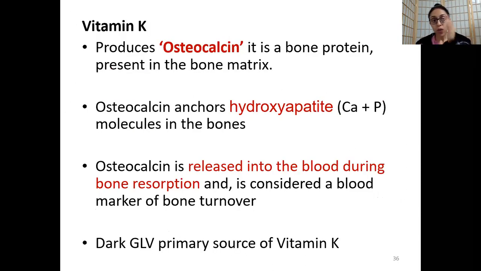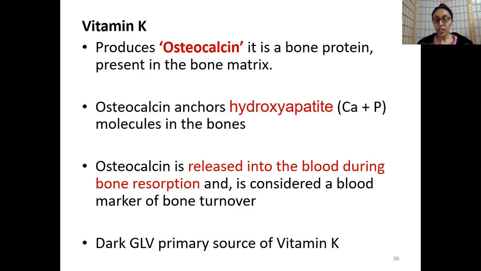Okay, now you have your vitamin K. So vitamin K, basically, guys, it produces something which is called osteocalcin. Now, osteocalcin is a bone protein. Think of it as a glue. Okay, so basically it is a glue which helps to stick the hydroxyapatite crystals in the bone. Therefore, it helps to strengthen the bone. All right, so yes, vitamin K helps in the production of the osteocalcin, this glue.